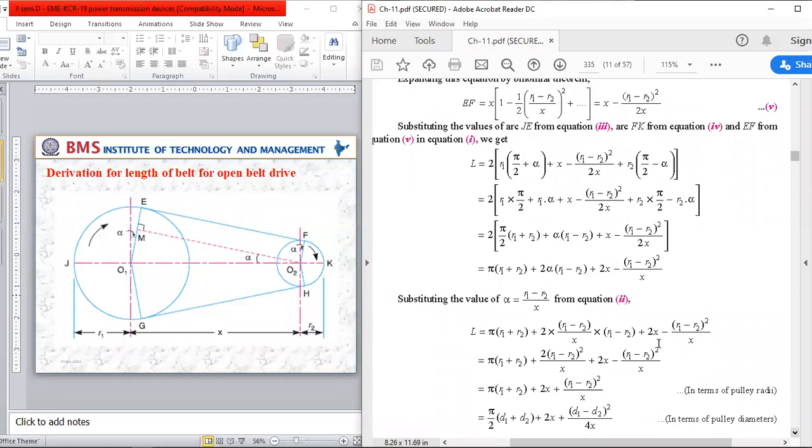Once I got alpha equal to (R1 − R2)/x, substitute this wherever alpha is there. So in place of alpha, I substitute (R1 − R2)/x. So π(R1 + R2) + 2 into (R1 − R2)/x into (R1 − R2) + 2x − (R1 − R2)²/x. So now if you look at this, I got π(R1 + R2) + 2(R1 − R2)²/x + 2x − (R1 − R2)²/x.